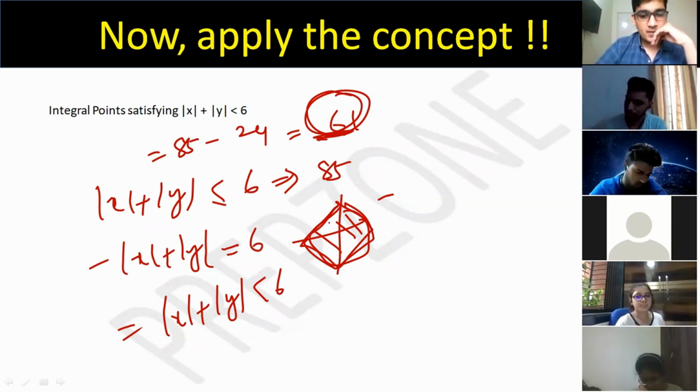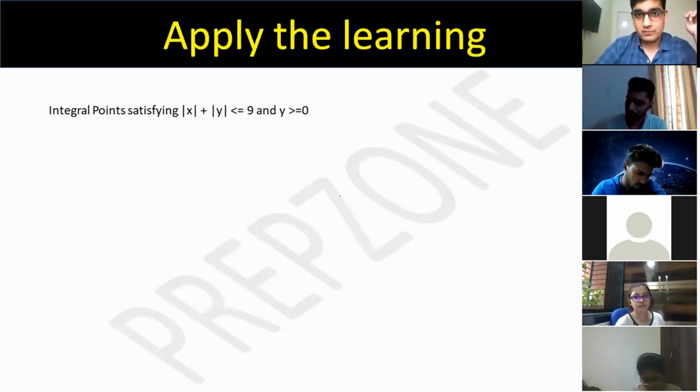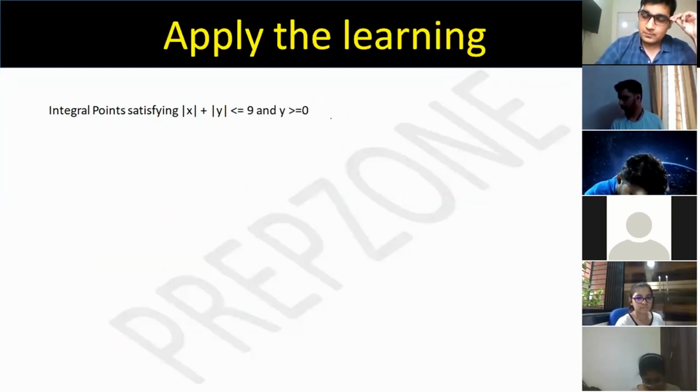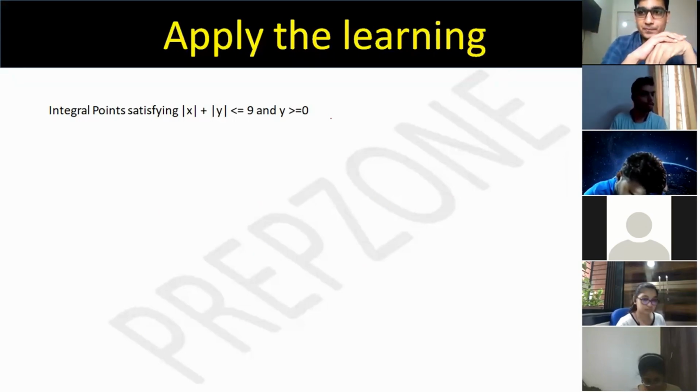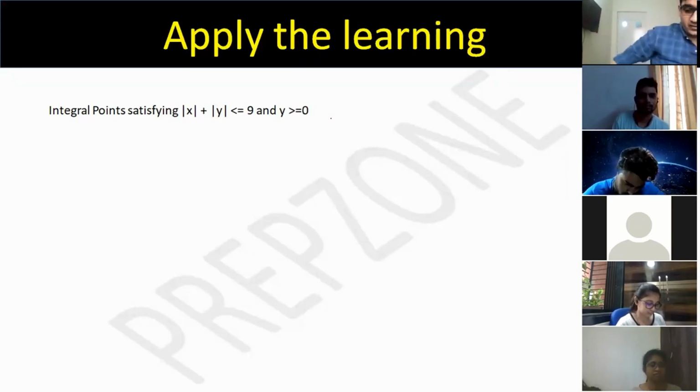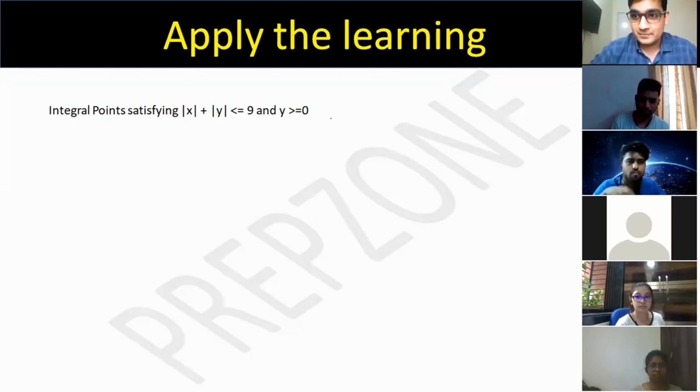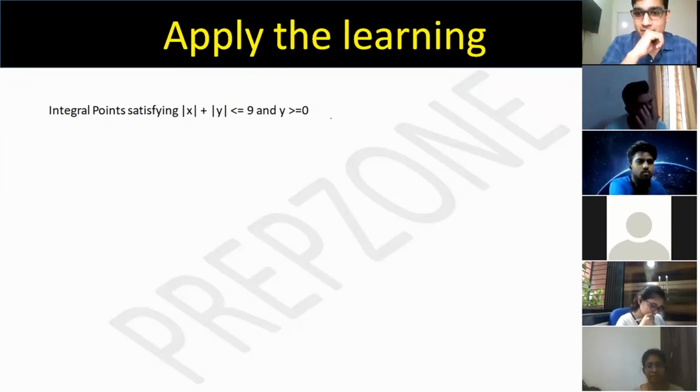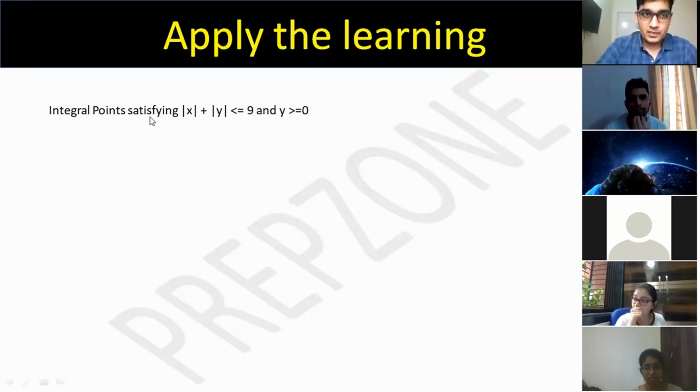Very good. And now you just have to apply whatever you have just learned. Mod x plus mod y is less than or equal to 9 and y is greater than or equal to 0. The students who are aiming for 99 plus in quant, do not touch pen and paper. Solve this orally. Visualize the pattern, and comment the answer. And others, you can choose not to use pen and paper, but you can still use it if you want.